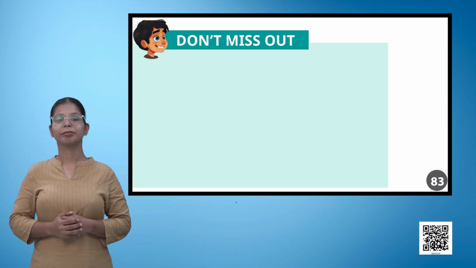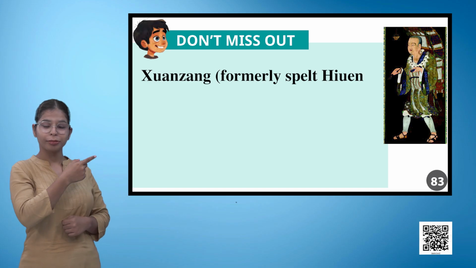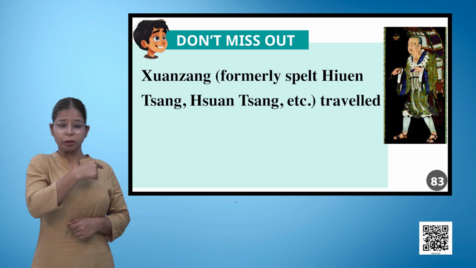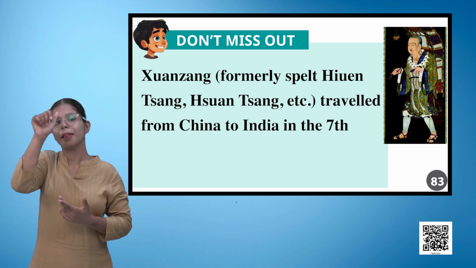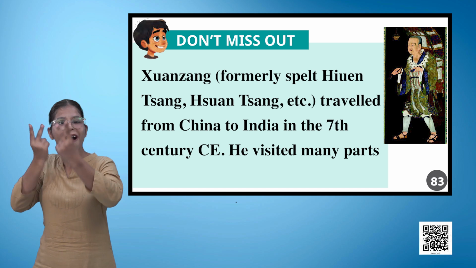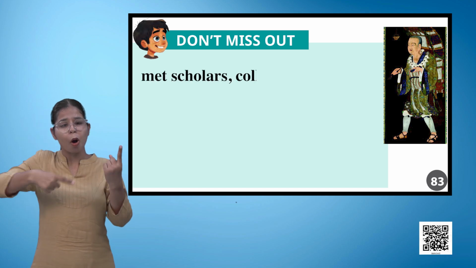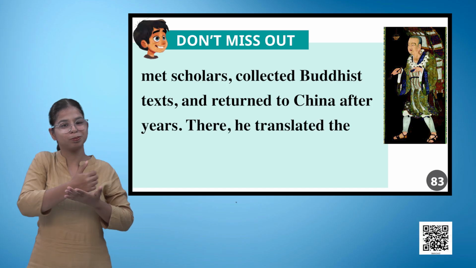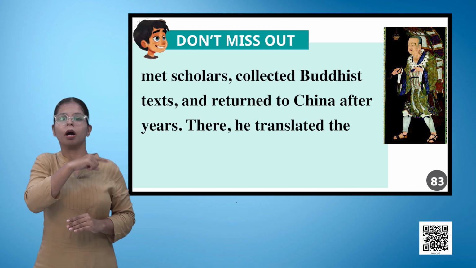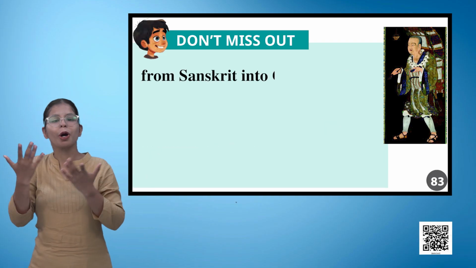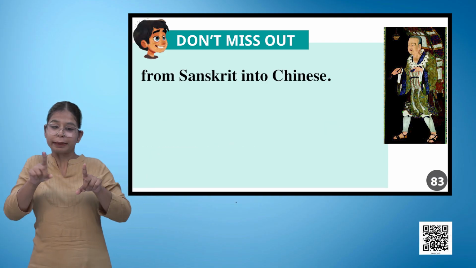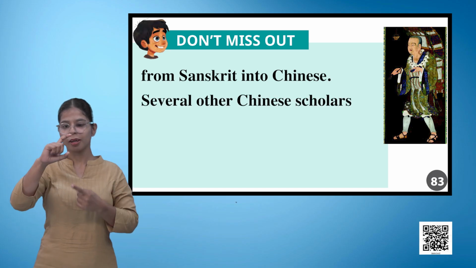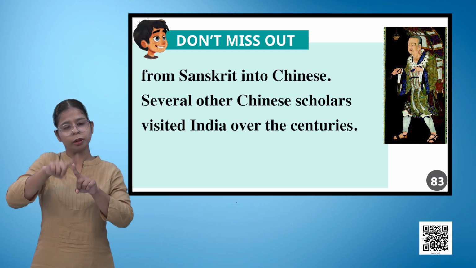Don't miss out. Yuan-sang, formerly spelled Hiuen-tsang, Xuanzang, etc., travelled from China to India in the 7th century CE. He visited many parts of India, met scholars, collected Buddhist texts, and returned to China after 17 years. There, he translated the manuscripts he took back with him from Sanskrit into Chinese. Several other Chinese scholars visited India over the centuries.